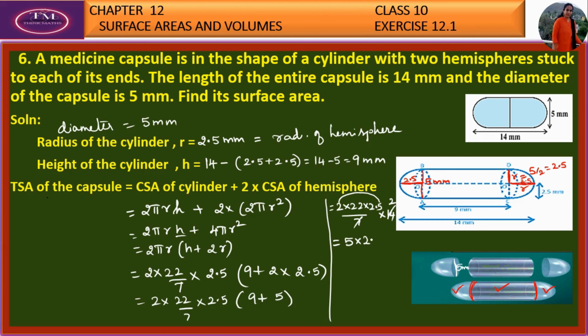So 5 into 22 into 2. What is 5 into 2? 5 into 2 is 10. So 10 into 22 is 220 millimeter square. So this is the total surface area of the capsule. Okay children, do you understand? With this, problem 6 is over. In the next session, we will be discussing problems 7, 8 and 9. Thank you.